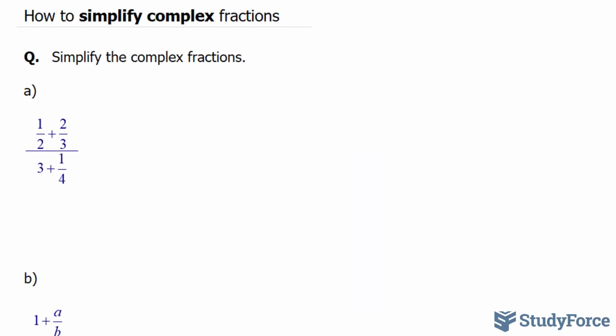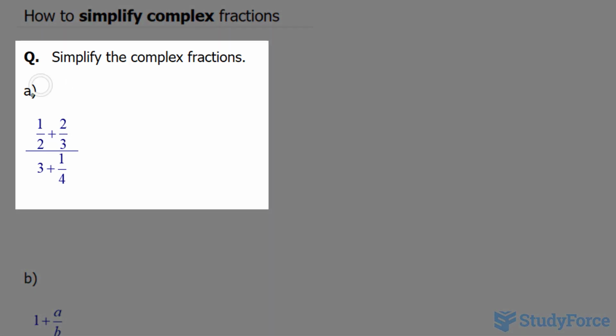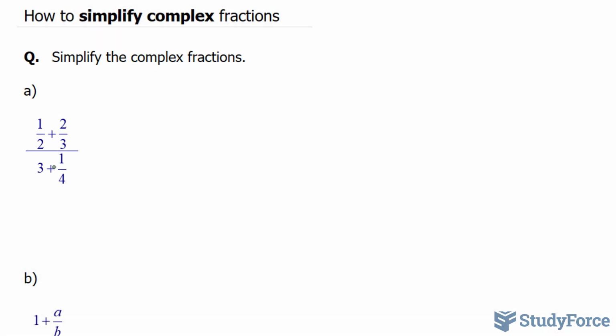In this video, I'll demonstrate 3 examples on how to simplify complex fractions. Starting with question A, you'll notice that this mega fraction contains fractions in the numerator and fractions in the denominator. There are several ways that you could approach this question, although the best approach would be to simplify the top, find a fraction, and then simplify the denominator, find a fraction, and then divide the two.